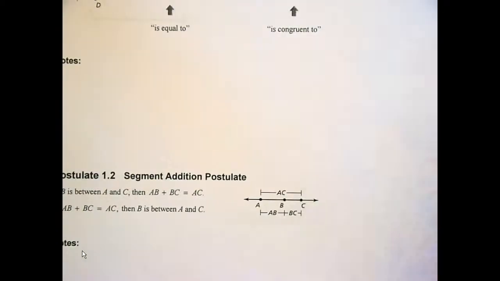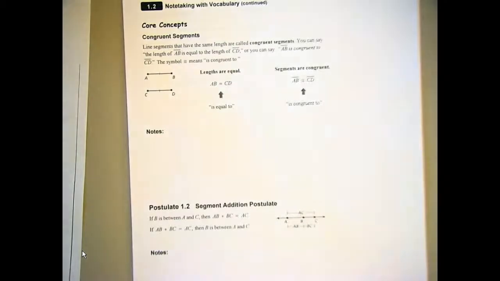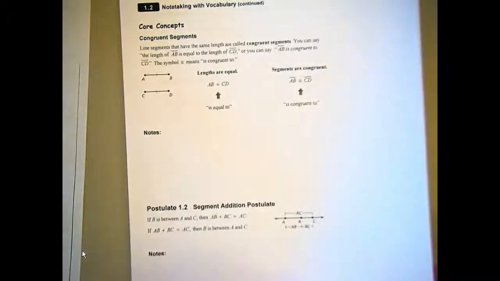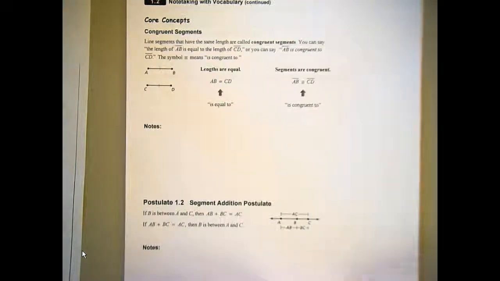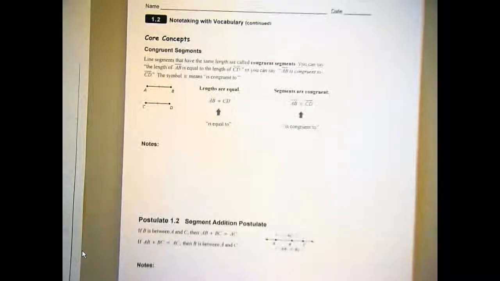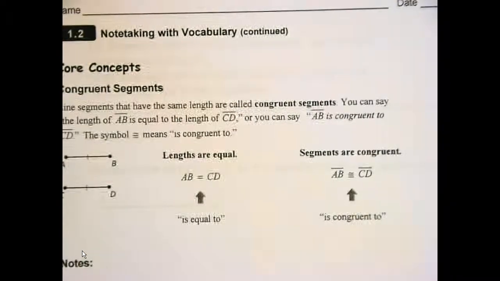So I'm not going to touch on that right now, really. Here's page 10. Page 10 talks about different postulates, and most of these postulates, the ruler postulate and the segment addition postulate, I'm going to hit on as we go. But I'm going to let you read through that on your own, at your own pace. One thing that I did want to touch on is these two things, though.